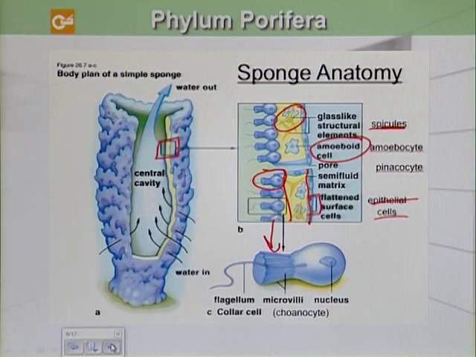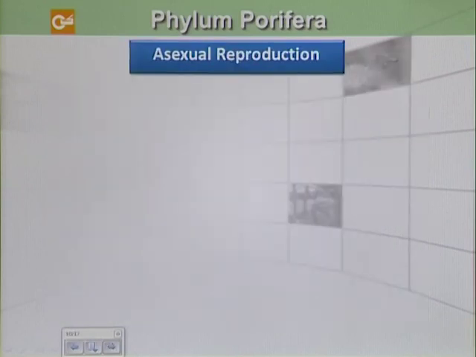We can notice here that flagella are present, and the beating of flagella of many choanocytes that line the body interior draws water in through these pores, and thus the sponges bring in food and oxygen and expel waste. Sponges reproduce both asexually as well as sexually.